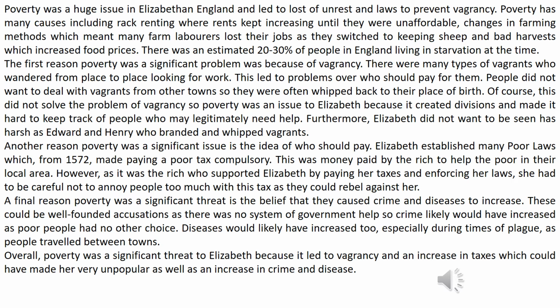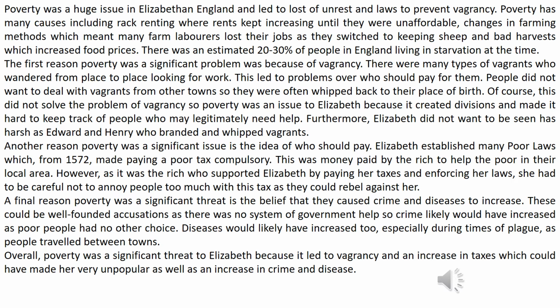The first reason poverty was a significant problem was because of vagrancy. There were many types of vagrants who wandered from place to place looking for work. This led to problems over who should pay for them. People did not want to deal with vagrants from other towns, so they were often whipped back to their place of birth. Of course, this did not solve the problem of vagrancy, so poverty was an issue to Elizabeth because it created divisions and made it hard to keep track of people who may legitimately need help. Furthermore, Elizabeth did not want to be seen as harsh as Edward and Henry, who branded and whipped vagrants.